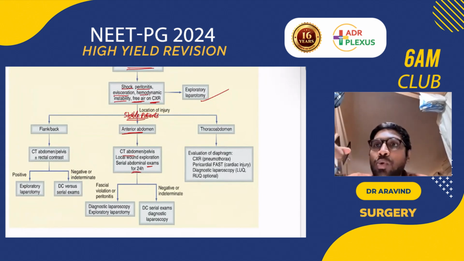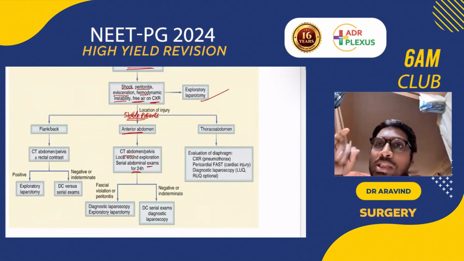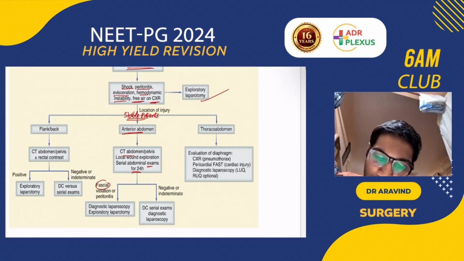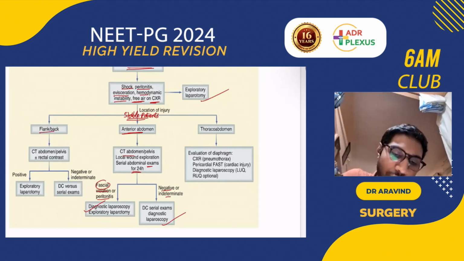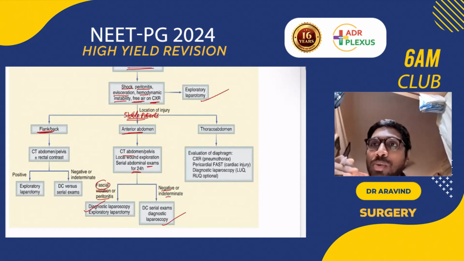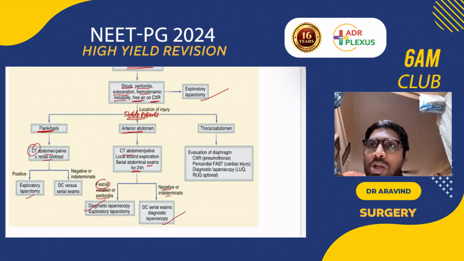Sometimes there will be a breach only up to the peritoneum, not deep. If there is a breach in the peritoneum itself, you have to go for laparotomy. Fascial violation or peritonitis, always go for laparotomy. If negative, meaning the patient has no breach, vitals are stable, and serial examination shows the abdomen is completely soft, then you can go for conservative management. Flank or back injury means it is mostly going for kidney injury, so always first do a CT scan with rectal contrast, then do laparotomy if indicated, otherwise laparotomy is not needed.